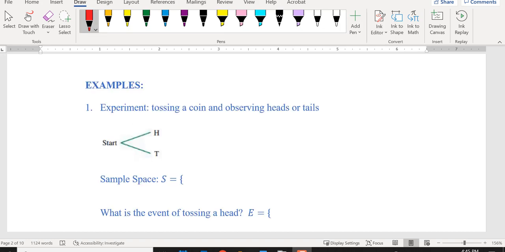Okay, let's look at some examples. If our experiment is tossing a coin and observing heads or tails, so we're going to toss a coin. We can either observe heads or we can observe tails. So our sample space is just heads and tails. Okay, what is the event of tossing a head? That event would just be H.